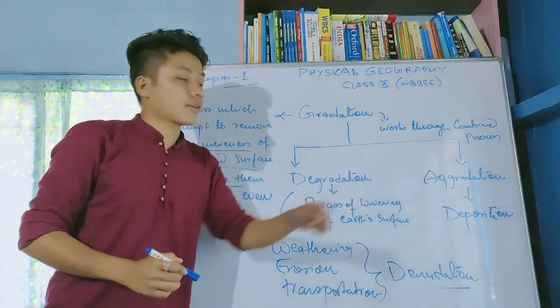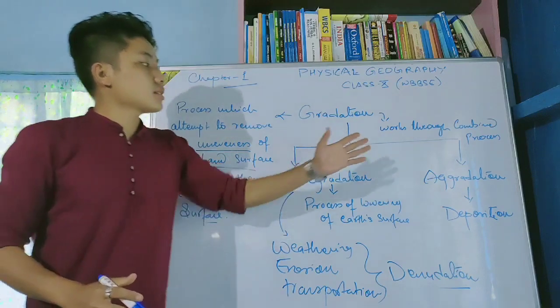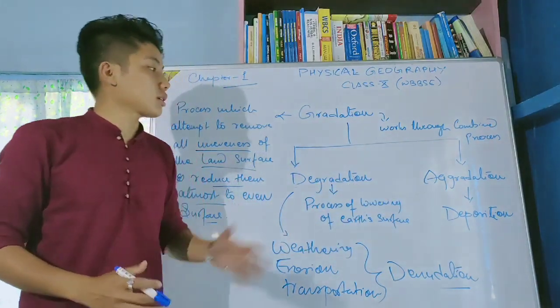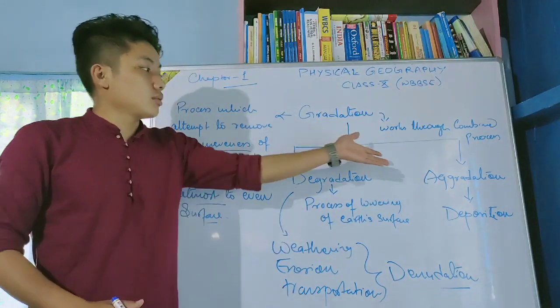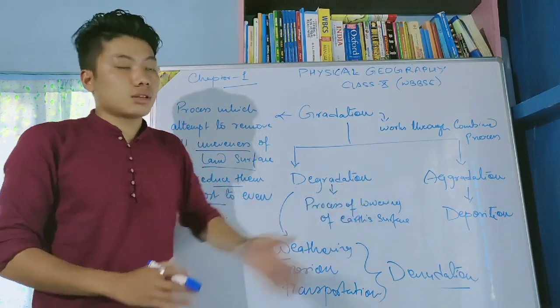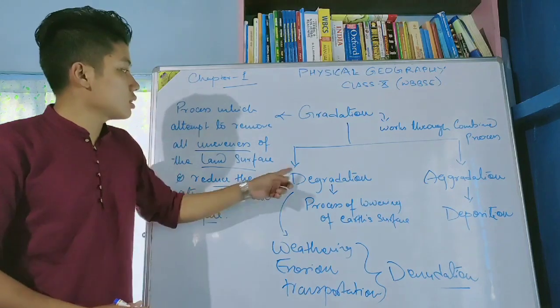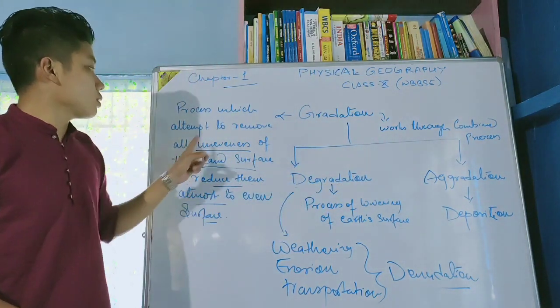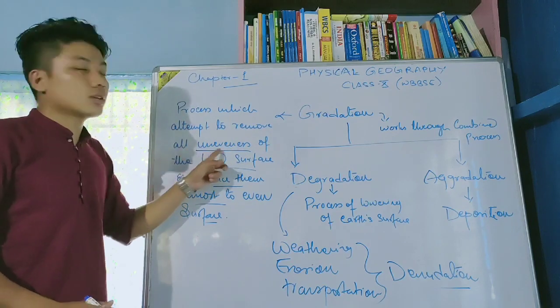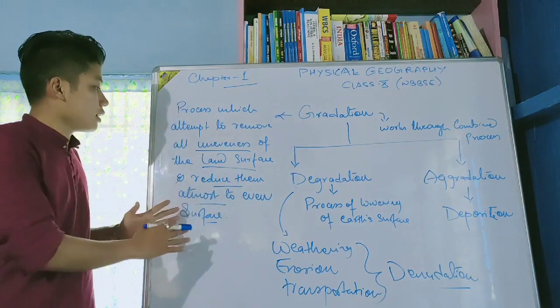Next is aggradation. Basically aggradation is the act of deposition, like deposition of sand dunes, deltas, all these things are called aggradation. So these two processes, degradation and aggradation, try to level or remove all the unevenness of the land surface and reduce them almost to an even surface.